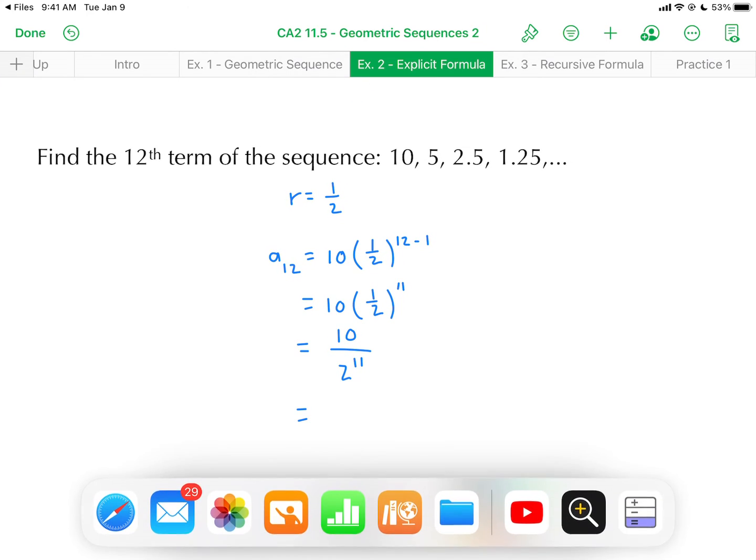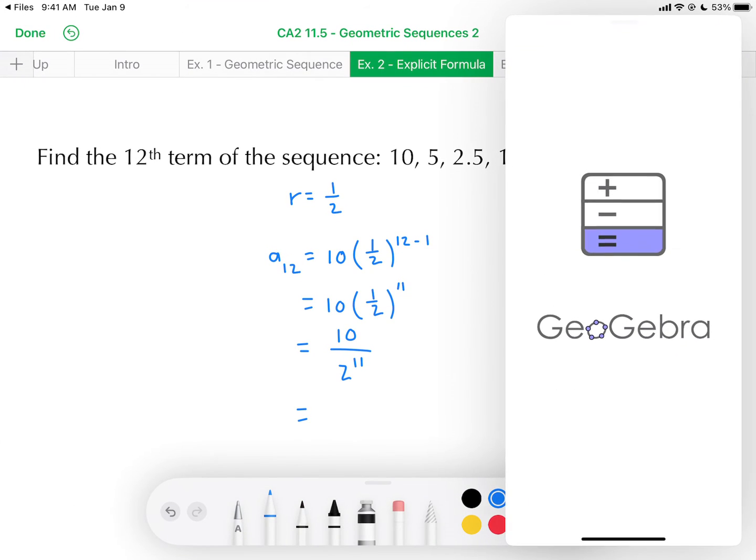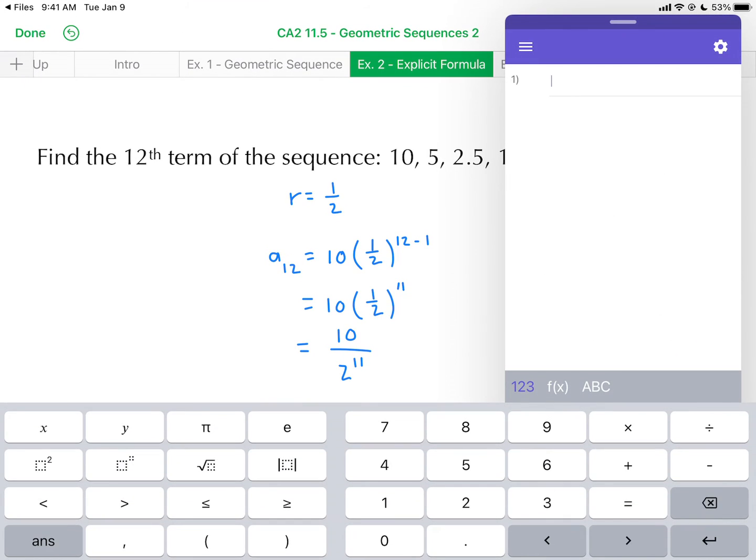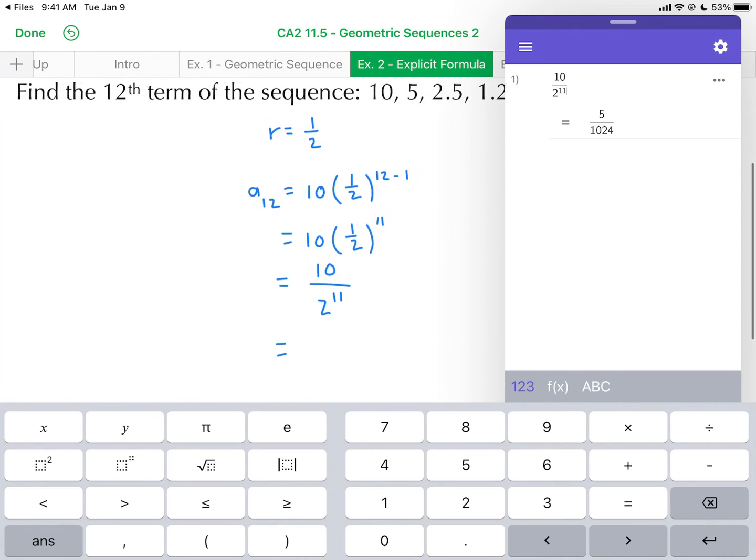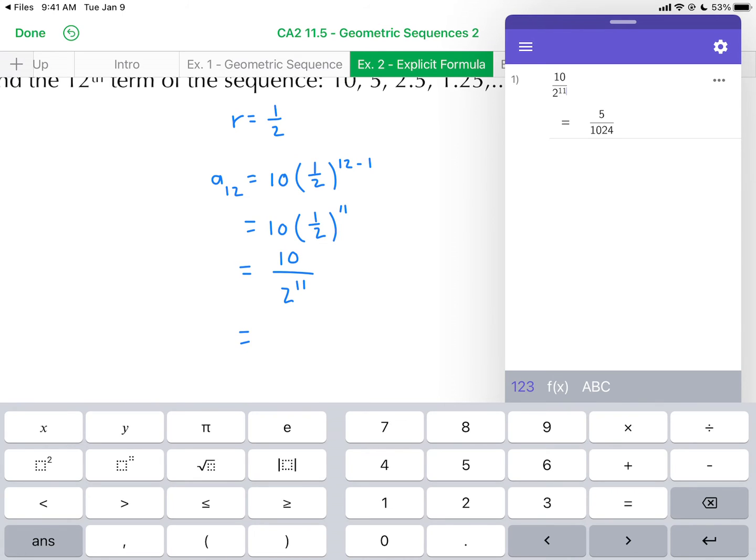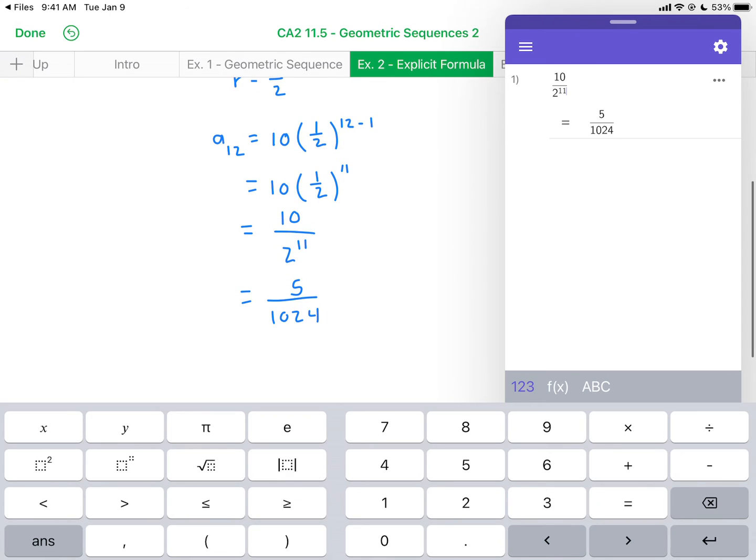Now, I don't know what 2 to the 11th is off the top of my head. Do you? Okay, I'm getting 5 over 1,024. And that is 0.00488. Yada, yada, yada. Let's keep it exact in the fraction form. Good with that?